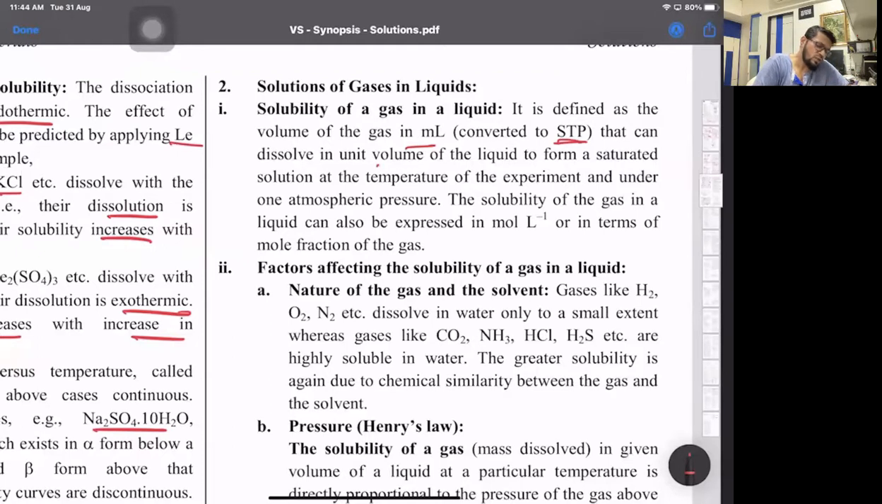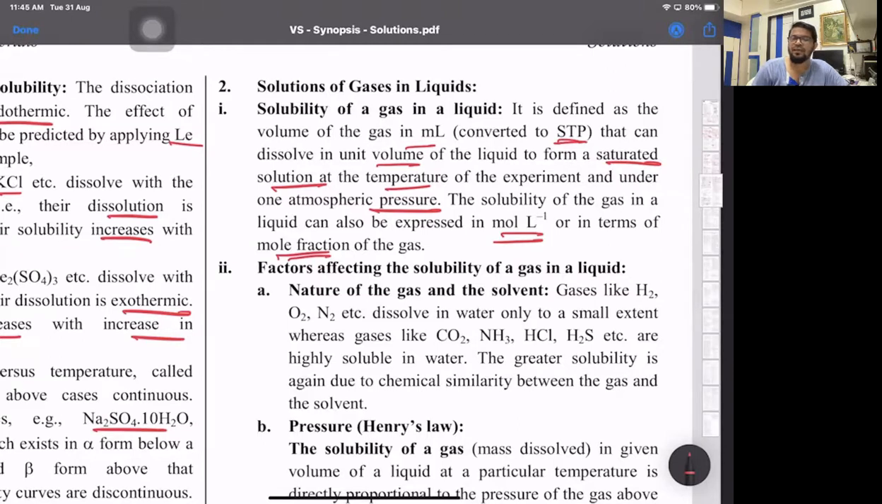That can dissolve in unit volume of the liquid to form a saturated solution at a temperature at 1 atmospheric pressure. That is solubility. Solubility is expressed either in moles per liter, or it is also expressed in terms of mole fraction. All right, that is one.